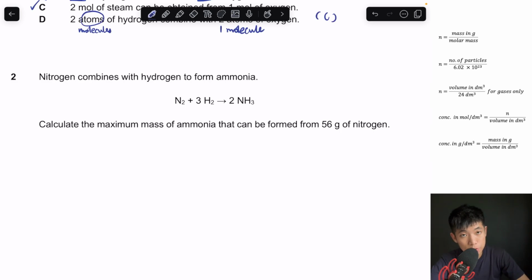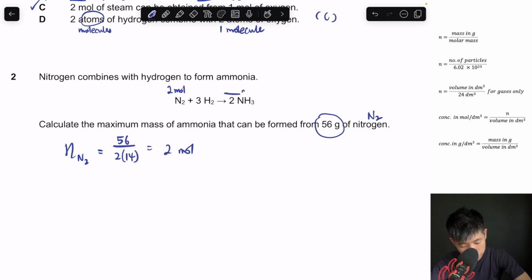Alright, question number 2. Always start by identifying what is the information given in the question. 56 gram of nitrogen. Balanced equation already given. My first step, find number of moles of nitrogen gas. Mass over MR of nitrogen. What is the number of moles of ammonia formed? This is a 1:2. So this will be 4 mole, right?